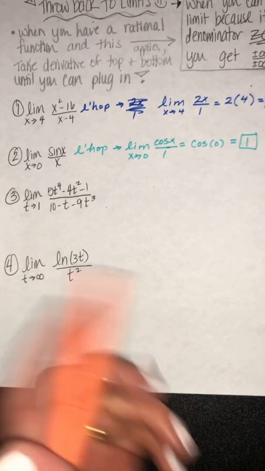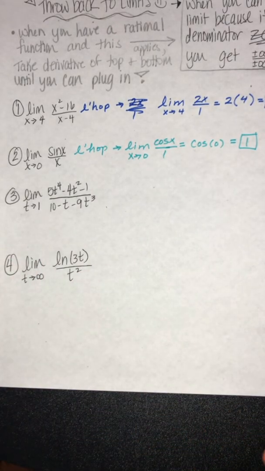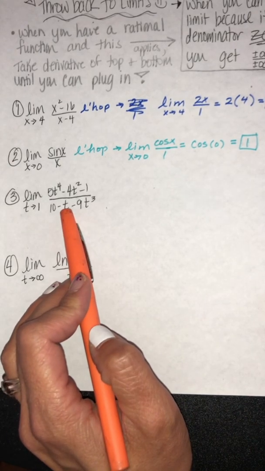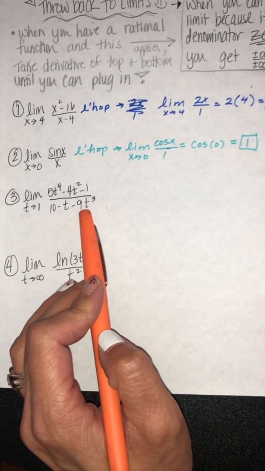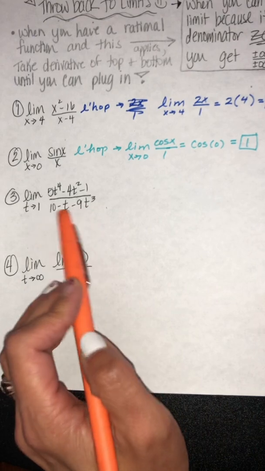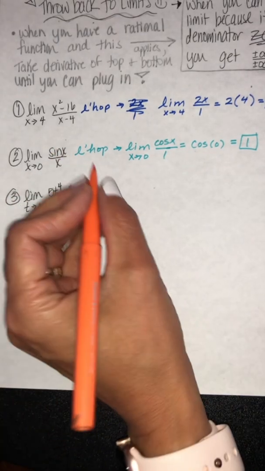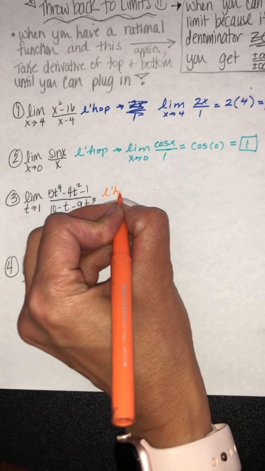Number 3. The limit as t approaches 1 of 5t to the 4th minus 4t squared minus 1 all over 10 minus t minus 9t cubed. If I plug in a 1 right now, that'll be a negative 1, and this will be a negative 9. Negative 1 minus 9 is negative 10. 10 minus 10 is 0. And that's why I cannot plug in a 1 right now. It'll make the denominator 0. I can't do that, so I have to use L'Hopital, the L-hop.